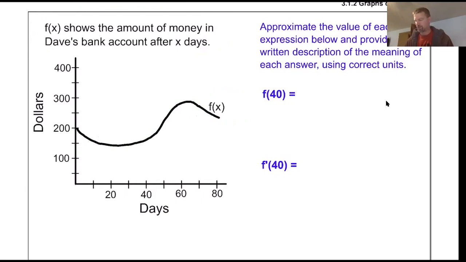All right. So to make sure we understand the meaning of a derivative, let's look at this. It says approximate the value of each expression below and provide a written description of the meaning of each answer. That's a word meaning, using correct units. So f of 40. f of 40 is just plugging a 40 in, right? So if I plug a 40 in, I land right there, which has a value of just over 150, it looks like. Let's change that from an equal sign to an about equal sign. It's about equal to 150. Let's say 155.